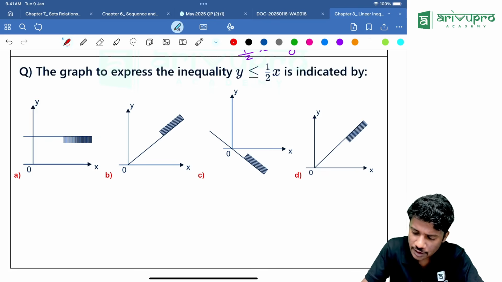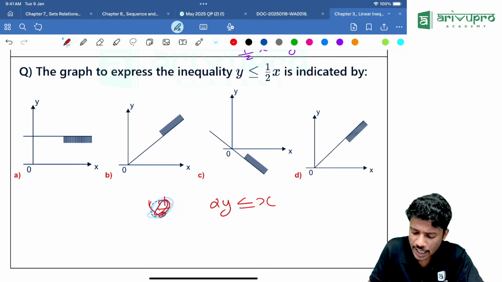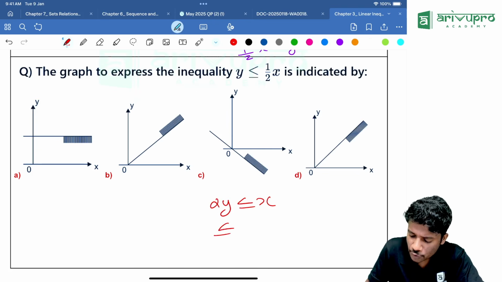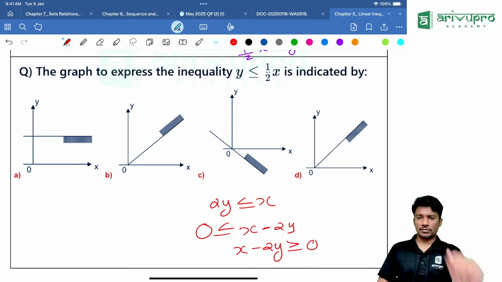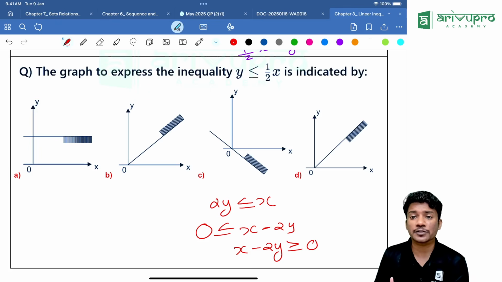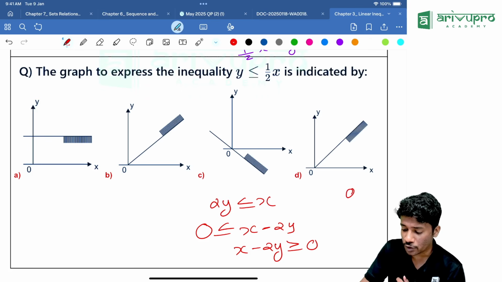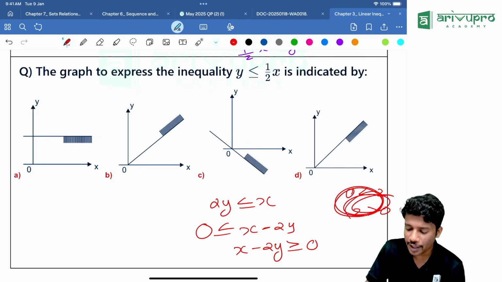Can I say that half, or I will cross multiply this 2. That means 2y is less than or equal to x. That means 0 less than or equal to x minus 2y, or I can write x minus 2y greater than or equal to 0. Correct? 0 less than x minus 2y means what? For example, 0 less than 2 means 2 is greater than 0, right? Yes, same concept.